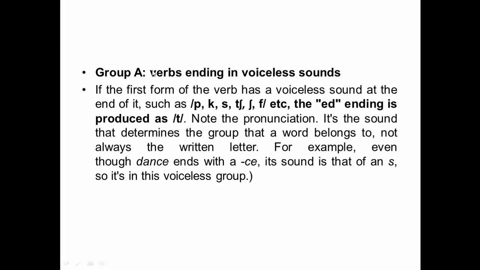Look at group A. Group A includes all those verbs which end in a voiceless sound. If we take the first form of the verb, these first forms will end in any of the voiceless sounds. Some examples of voiceless sounds I have mentioned here. I hope you can recall, voiceless sounds are the sounds which are uttered without causing any vibration in the vocal cords, which are there in our voice box, in the throat. So these are some of the sounds: p, k, s, sh, and these end in ed. When ending ed follows the first form of these verbs, this ed will be pronounced as t.